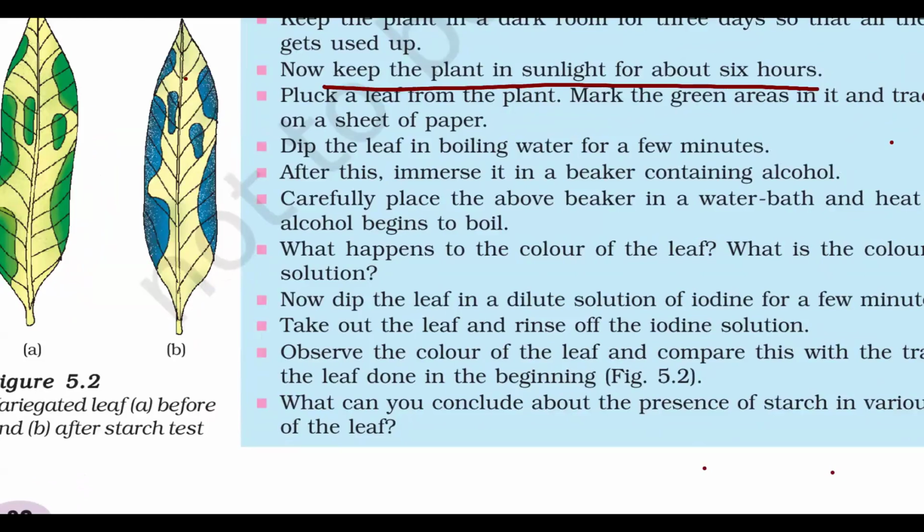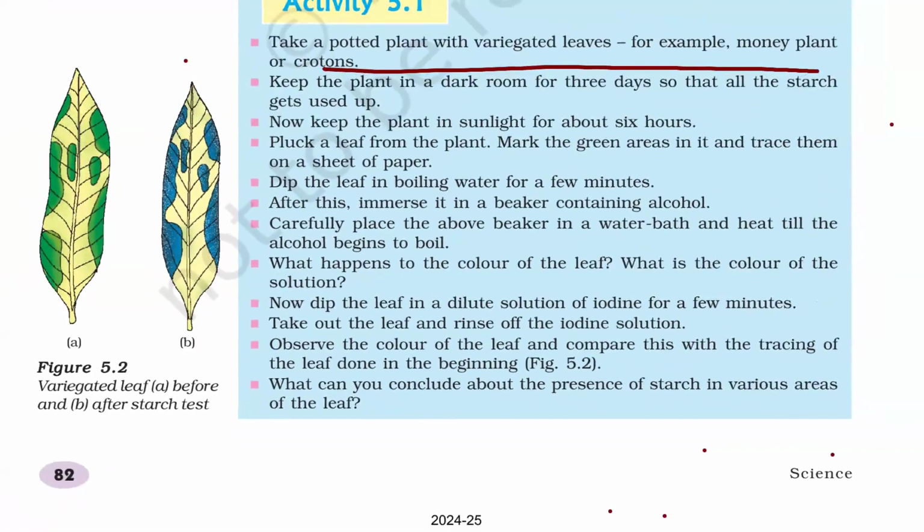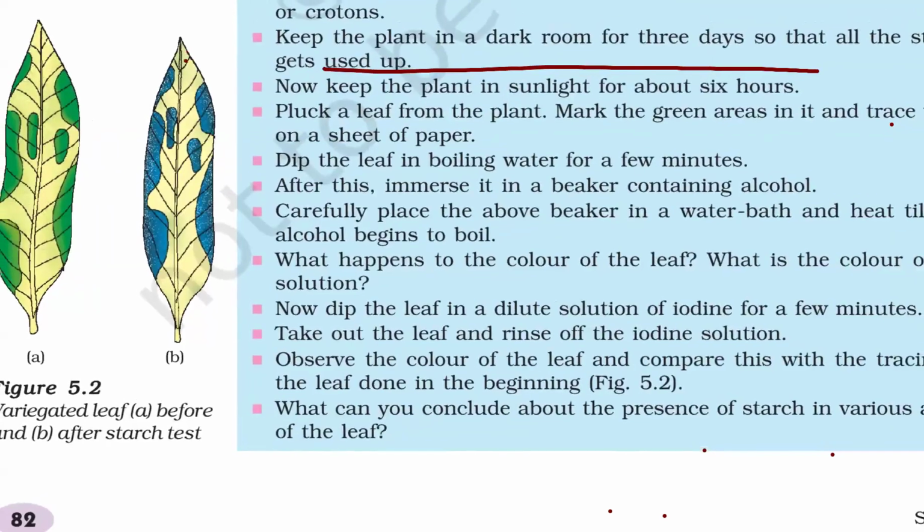Now pluck a leaf from the plant and mark the green areas in it. And what next you are going to do? Trace them on a sheet of paper. Okay, you have to trace all the areas of that leaf on a sheet of paper. Now dip the leaf in boiling water for a few minutes. Now you are going to boil the leaf. After this, immerse it in a beaker containing alcohol.